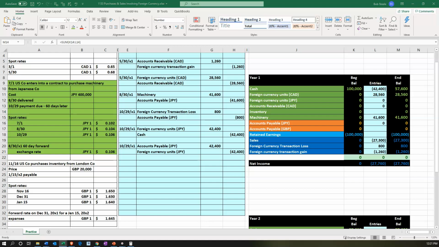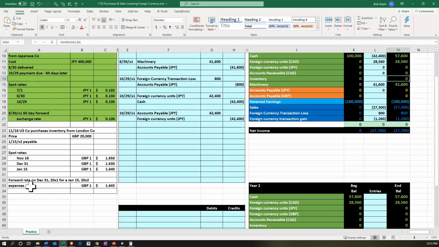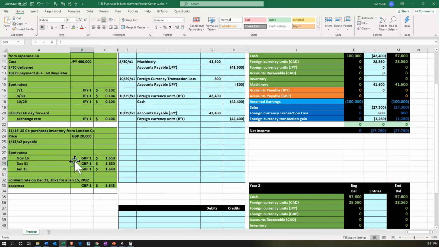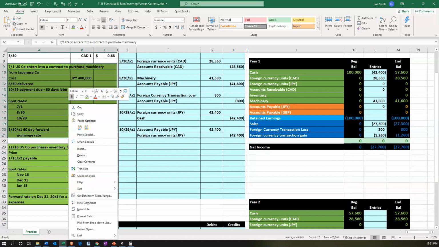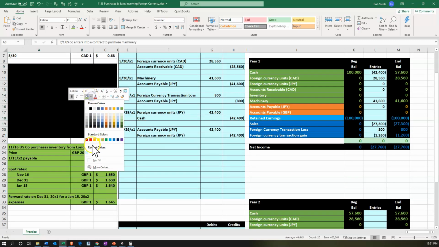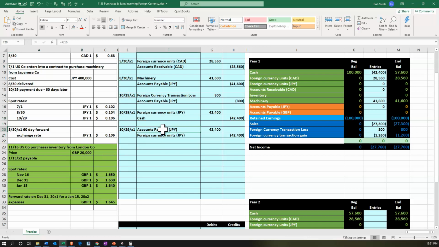Okay, so now let's go to the next one, which is going to be the inventory. So let's go ahead and highlight this one. Let's make it green. That's the one we're working on, the green one. And then let's ungreen this one because we're not working on that one. That one has now been completed, so we'll ungreen that one.